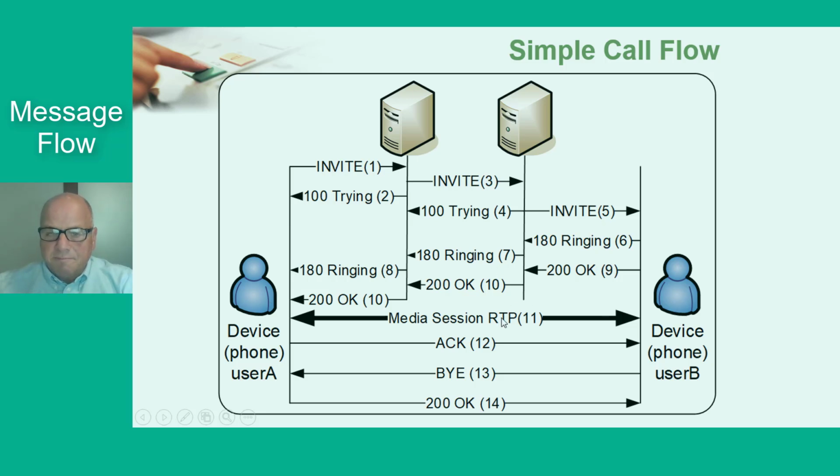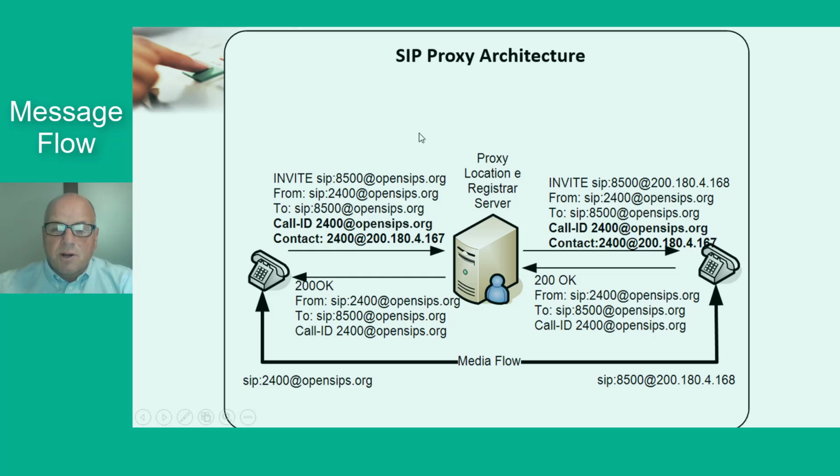This is correct, right? But in many cases, using a process called record routing, you can force this ACK and BYE through the proxies. If you want, as an example, to do billing, to record the CDRs with the duration of the call, and the BYE is not traversing the proxies, you won't be able to bill this specific call.